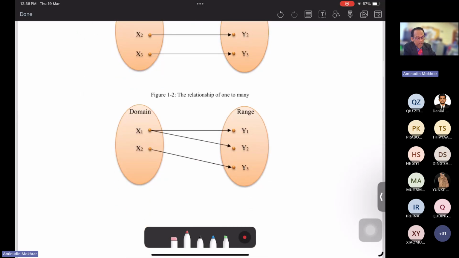For example, figure 1.2, one-to-many. One X, at least we have one X here, has two outputs. X1 can produce Y1 and Y2. X2 can produce Y3, for example. We have one input here, and this input can produce two outputs. Okay, this relationship is not a function.